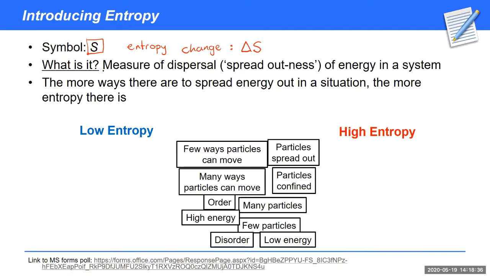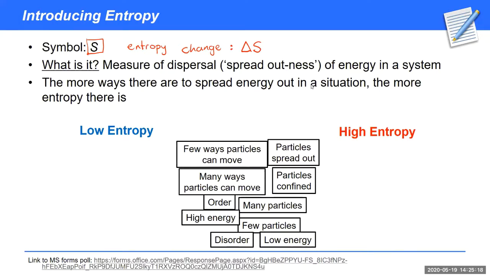So what is entropy? This is the textbook, the specification, I think definition, certainly the textbook. It's a measure of the dispersal of energy in a system. Or I'll put in there the spread outness. So the more ways there are to spread energy out in a situation, the more entropy that there is. So the more that you can make energy be spread out, the more entropy there is.